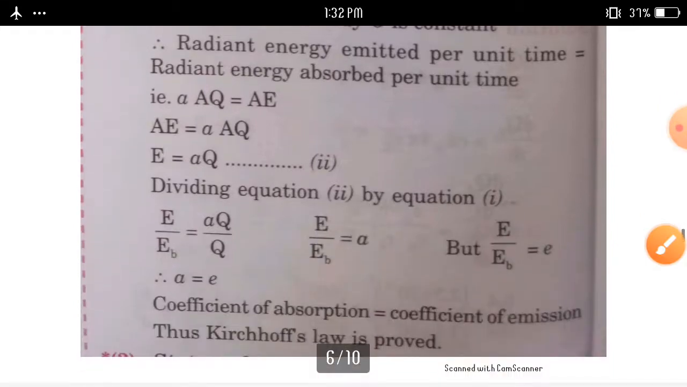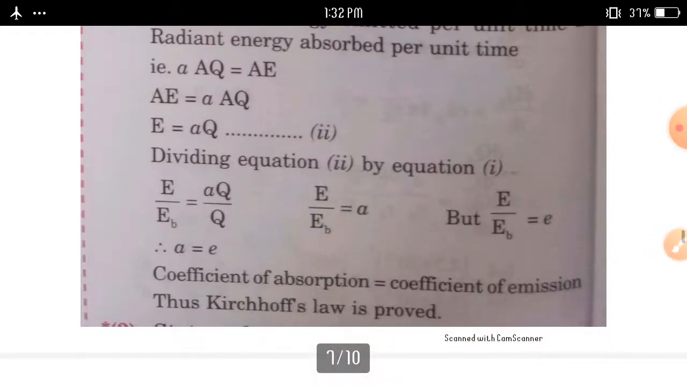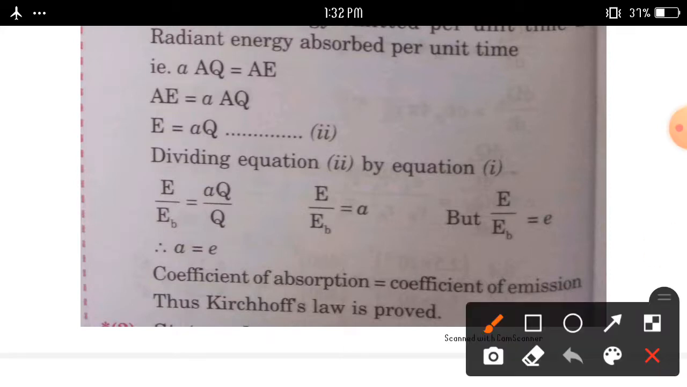Then dividing equation second by equation first, we get E upon E suffix B is equal to small a into Q upon Q. Here Q gets cancelled, remaining E upon E suffix B is equal to small a, but E upon E suffix B is equal to small e. Therefore, we can write small a is equal to small e, that is, coefficient of absorption is equal to coefficient of emission. This is Kirchhoff's law.